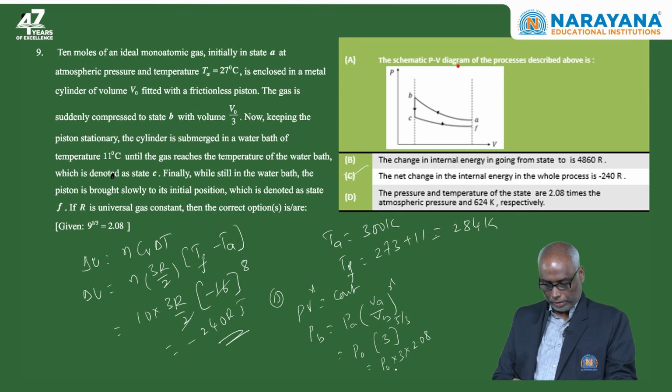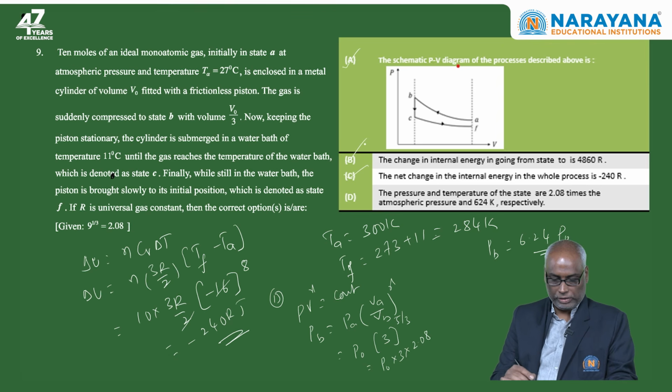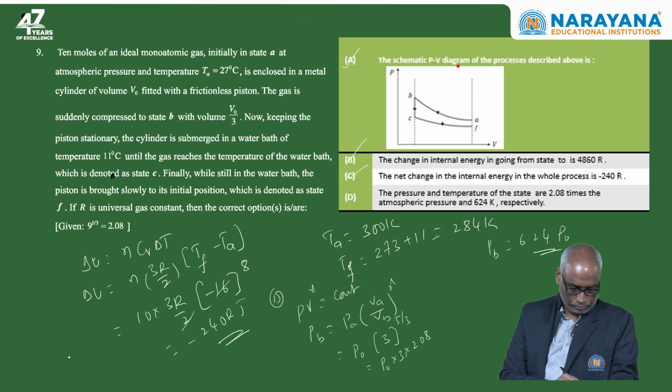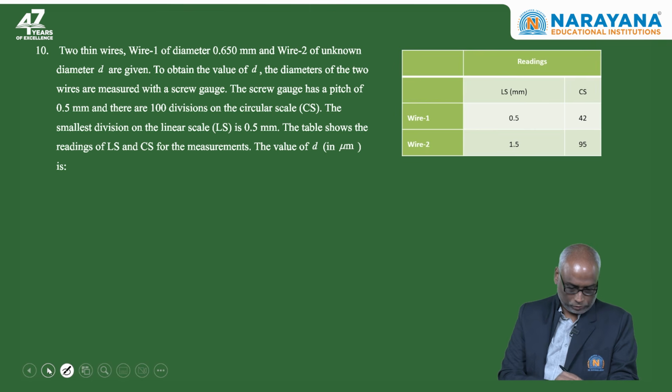So, this value will become around... pressure at B will become equal to 6.24 P naught, which is not 2.02 times. So, option D will be wrong. So, options A, B and C are correct. Next question.